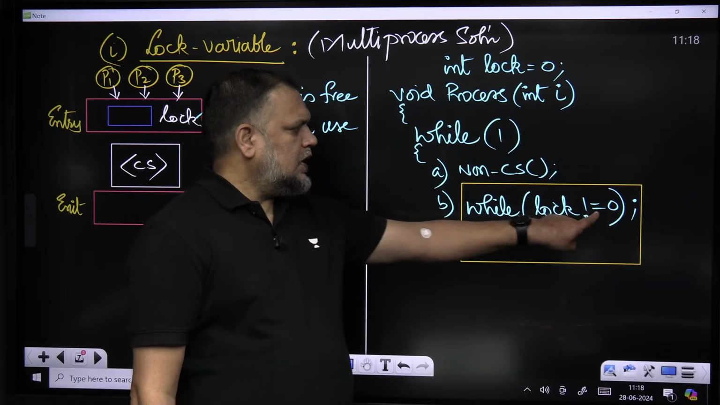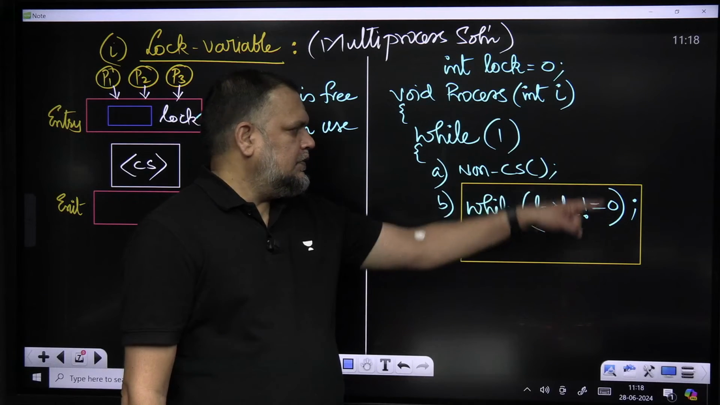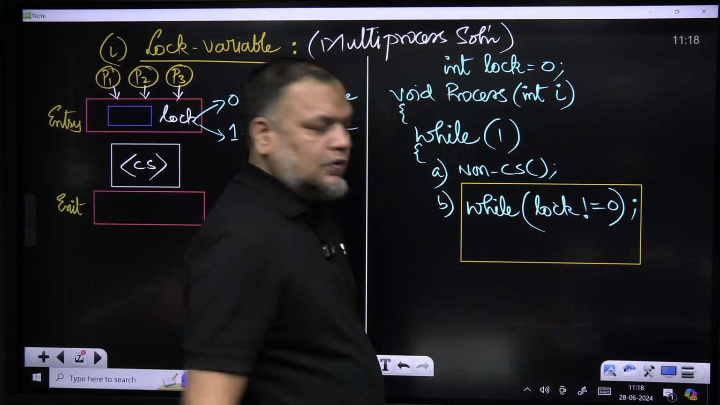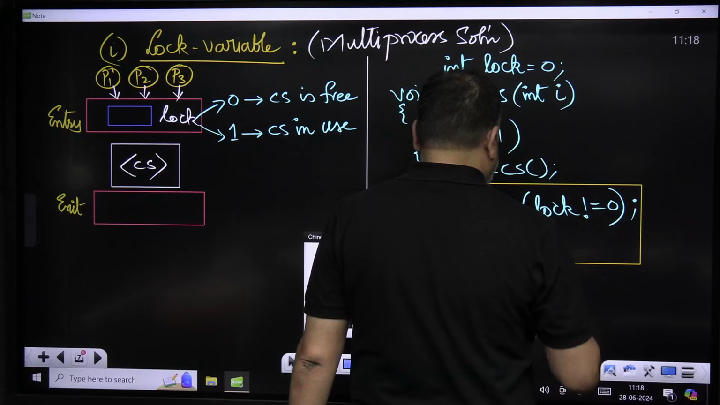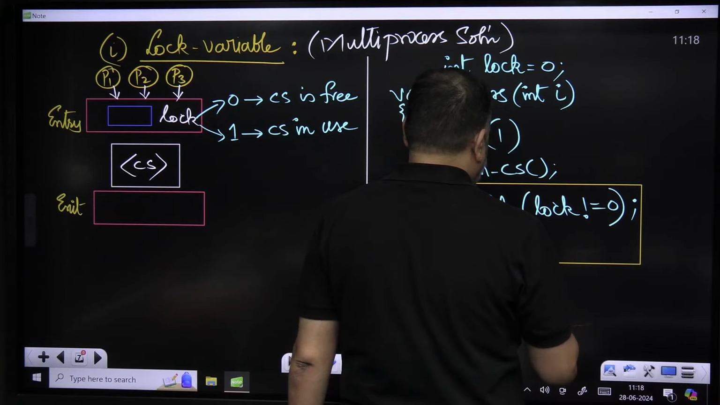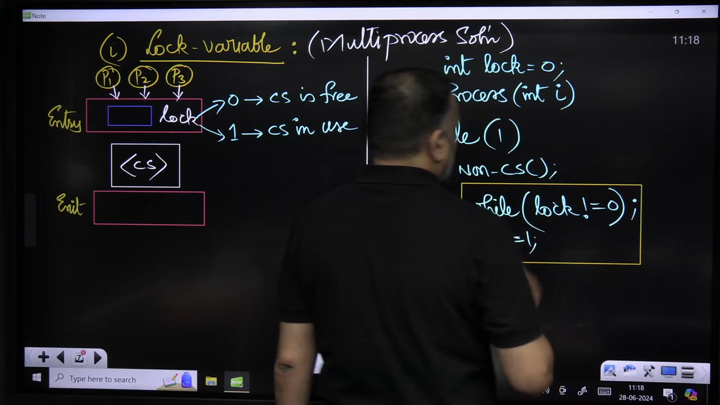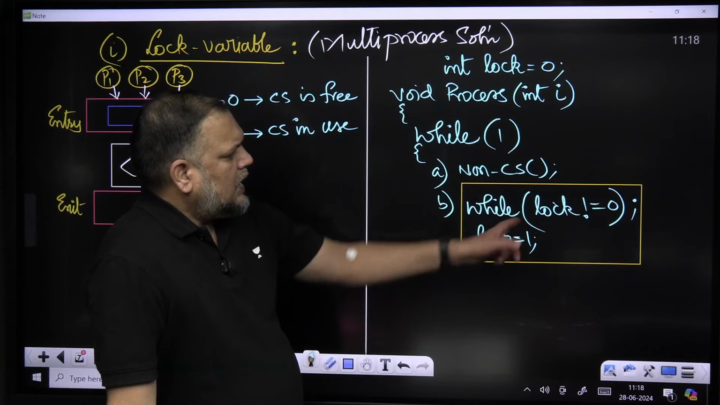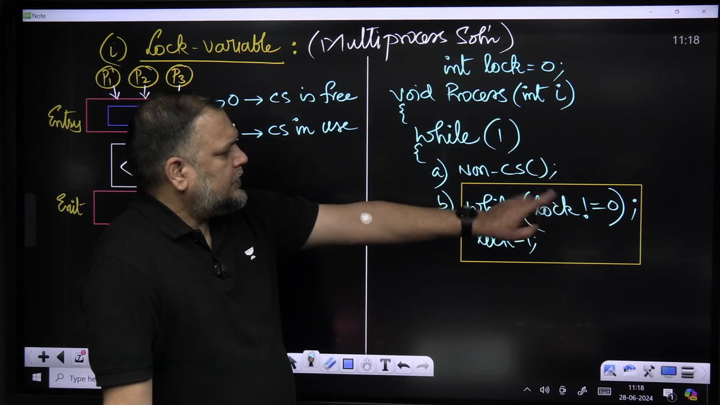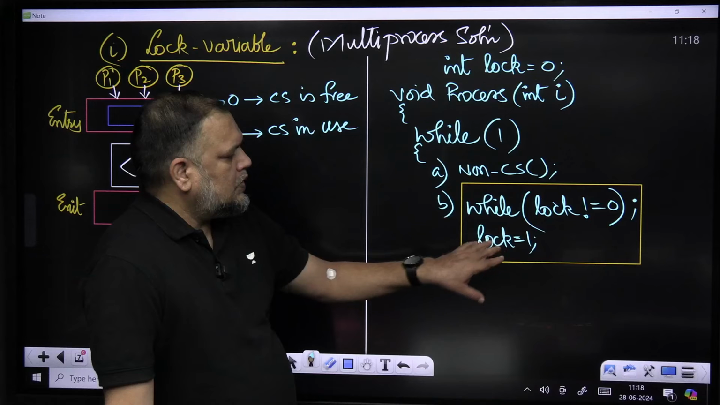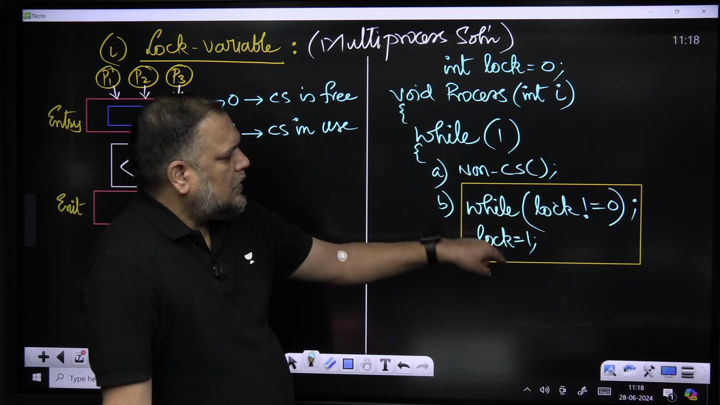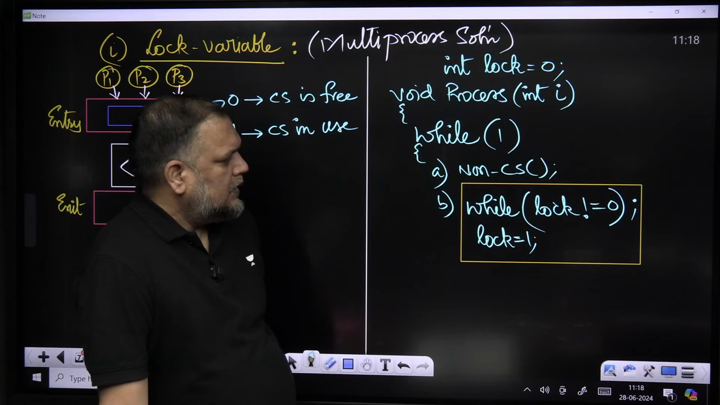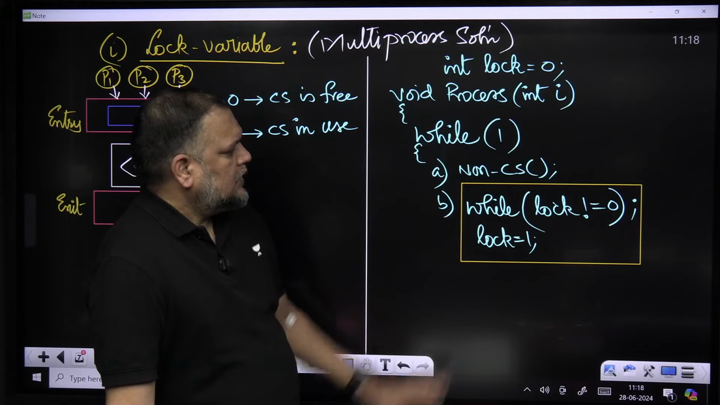If lock is 1, 1 is not equal to 0, true, so I keep on busy waiting here. If the value of lock is 0, the condition fails, and we come out of the loop. Then what do we have to do? Then we have to make the value of lock 1 here. Listen, for example, if lock is not equal to 0, it waits. If lock is equal to 0, it comes out and sets lock equal to 1. Observe that lock equal to 1 is outside the loop. Outside the loop. Okay? It is outside the loop. The loop is terminating there.